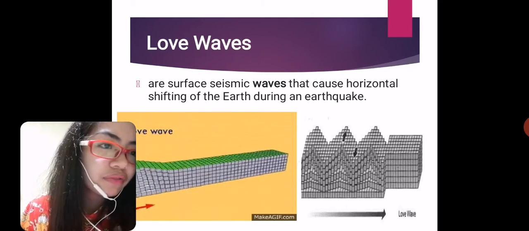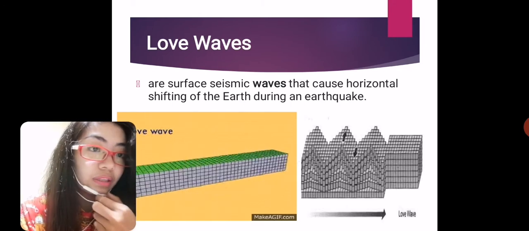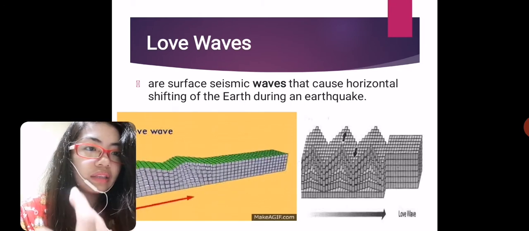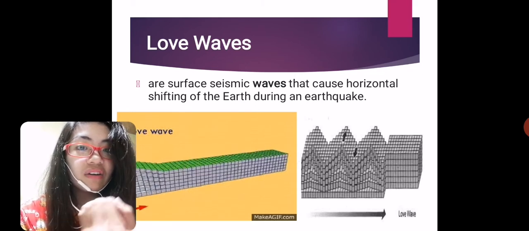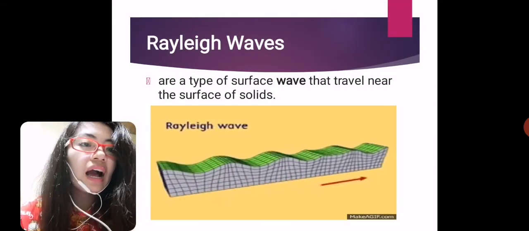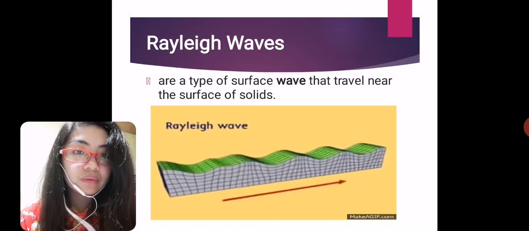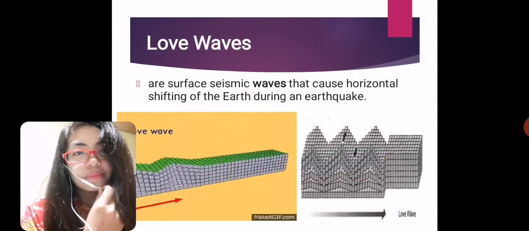Okay, as you observe on this picture, our black and white picture, they move in the opposite direction, horizontally. Unlike the Rayleigh wave, whose movement is up and down, just like this one. So that's the difference between those two.